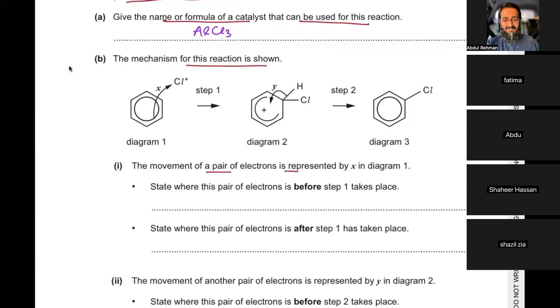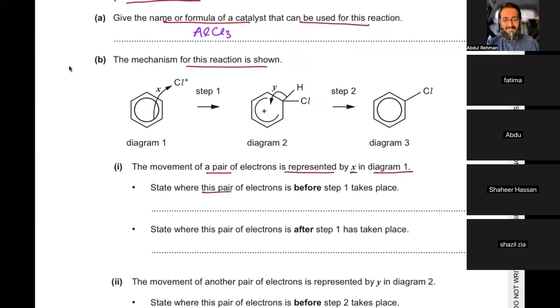The mechanism for this reaction is shown. The movement of a pair of electrons is presented by X in diagram 1. State where this pair of electrons is before step 1 takes place. So if you recall, before step 1, it is delocalized in the benzene ring, right? This is part of the delocalized pi ring.